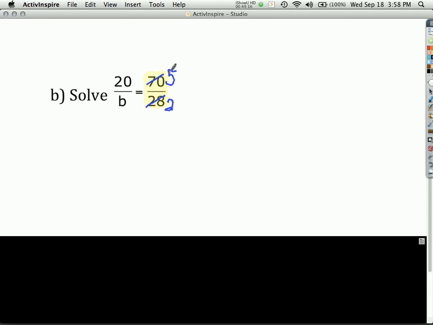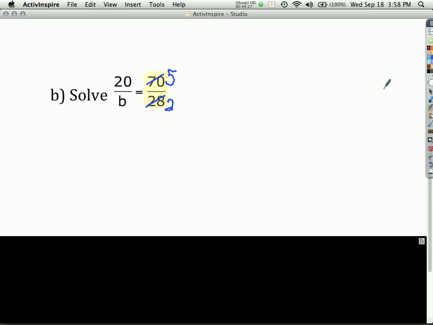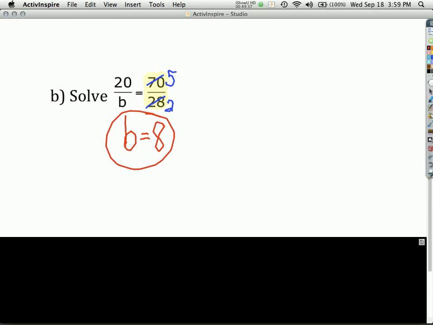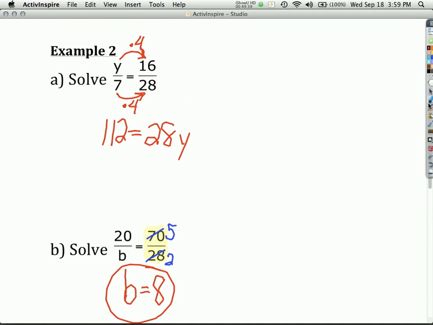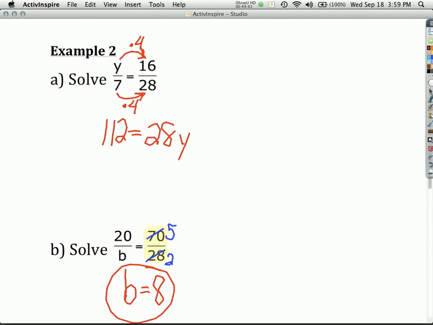20 divided by 4 is 5. What number divided by 4 will give me 2? B equals 8. In case you missed it, Michaela said it 3 times. B equals 8. If all else fails, cross product and solve. But you are an advanced class, you should have no problem doing it mentally or with a little creativity. Any questions on A or B?